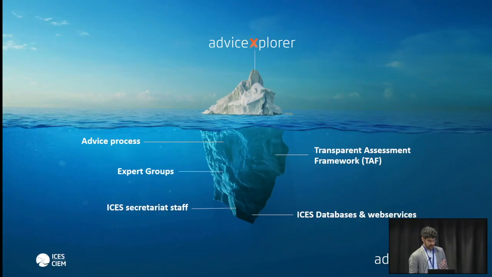And what I mean by this, adviceXplorer is very visible, is online, is working, but there are many processes under the surface that are fundamental for this app to work. These processes include people. So, for example, on the left-hand side, you see the advice process, the expert groups, the ICES secretariat staff. On the right-hand side, you see the more data infrastructure aspect, the transparent assessment framework, TAF, the ICES databases, and web services.